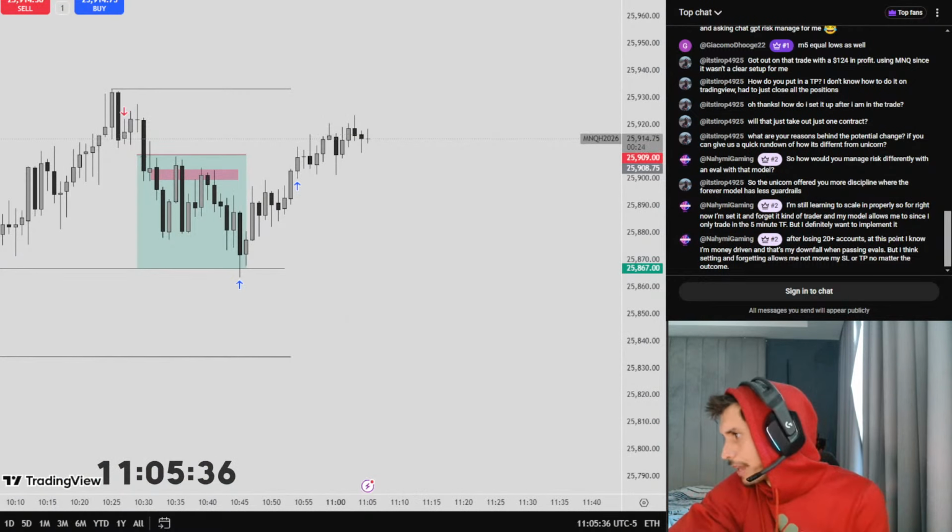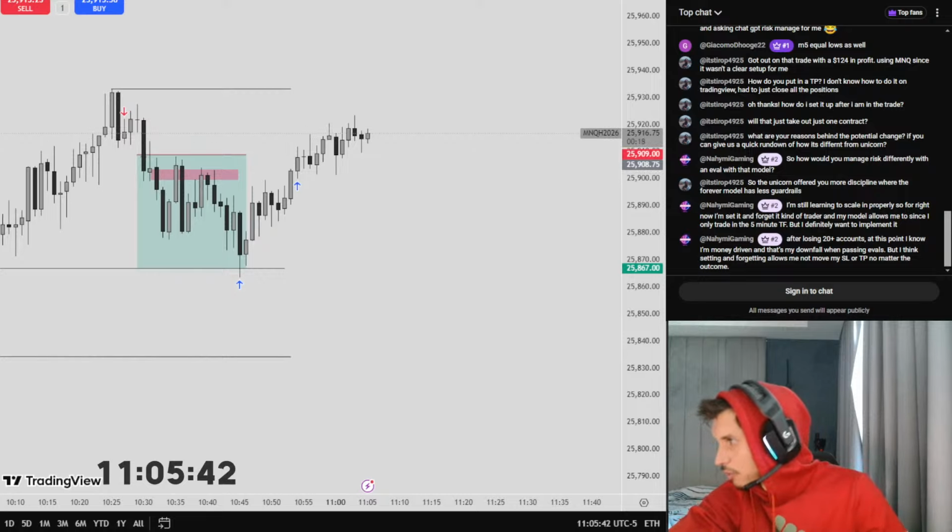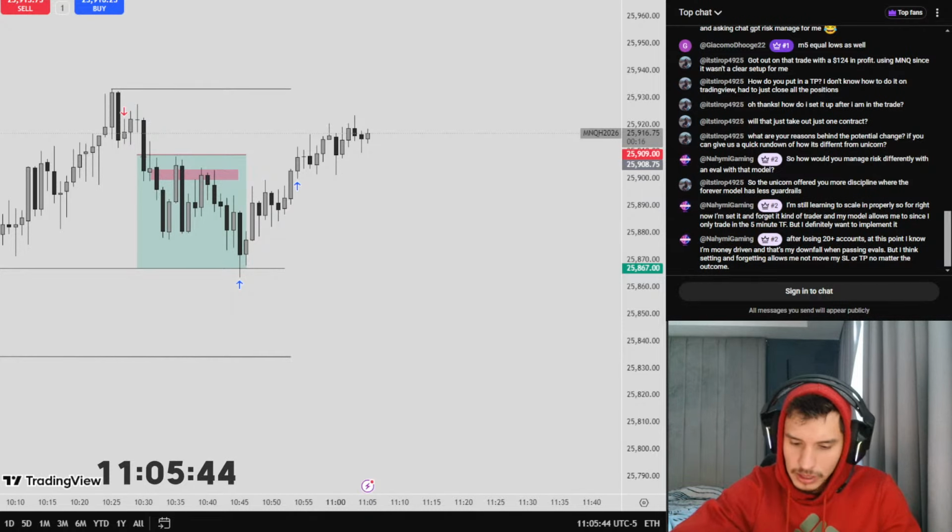So it says, after losing 20 plus accounts at this point, I know I'm money driven and that's my downfall when passing evals, but I think setting and forgetting allows me not to move my stop loss or take profit no matter the outcome. All right.